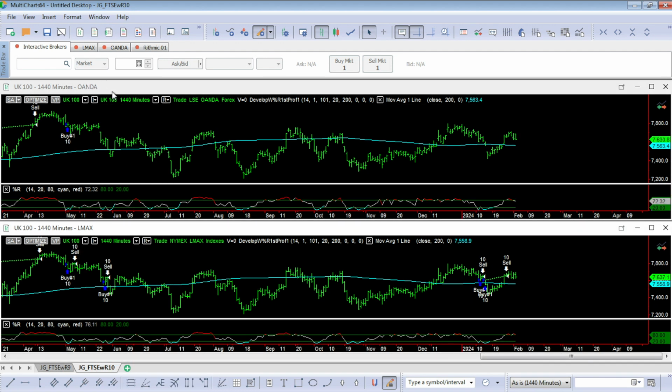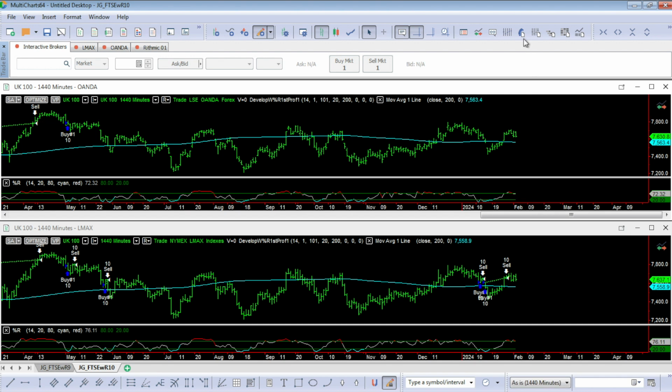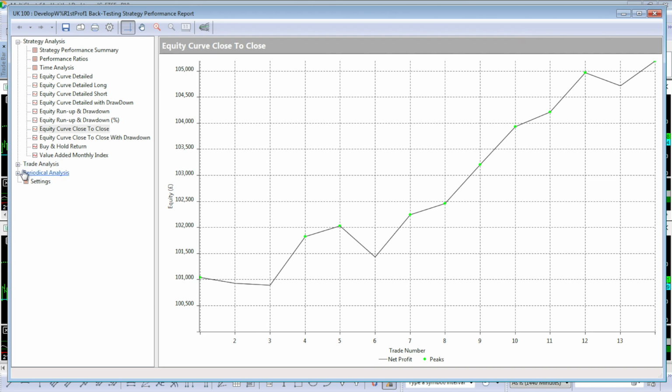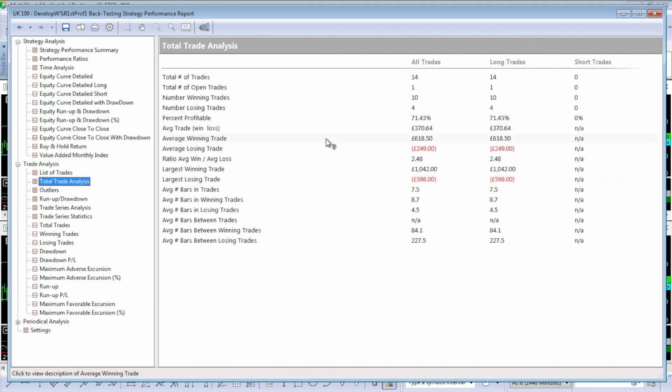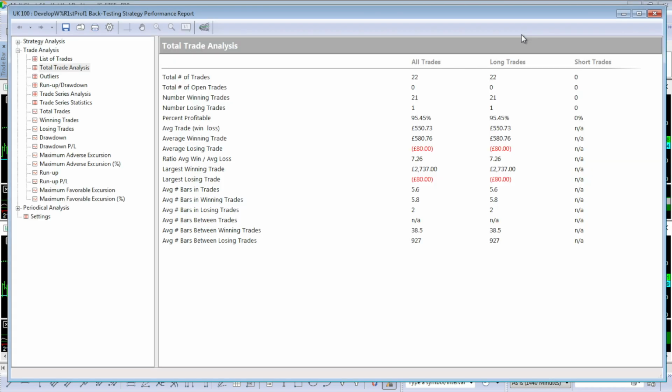Same again, we've got the Oanda data on the top here, LMAX down the bottom. And this time we've got exactly the same date range for both sets of data. That's what the equity curve looks like. This is the Oanda data. Percent profitable was 71%, average trade £370 has gone down slightly. Let's have a look at the LMAX data. The average trade on the LMAX data is much higher, it's £550 and a much better percent profitable, over 95% profitable.